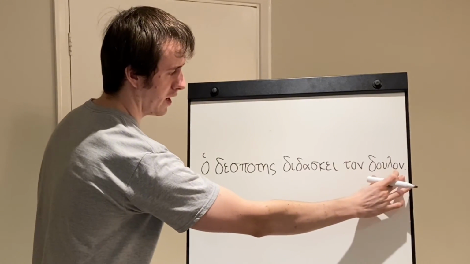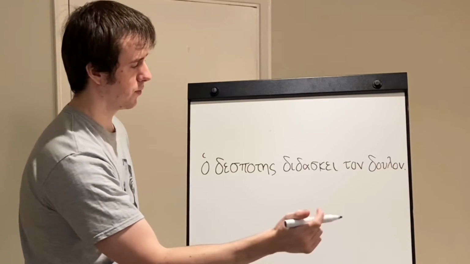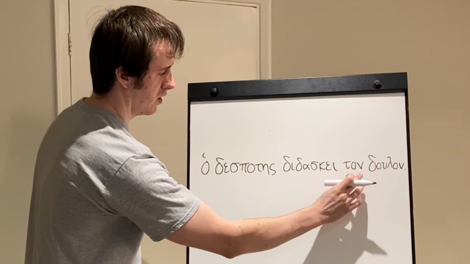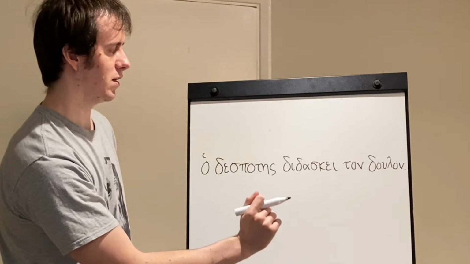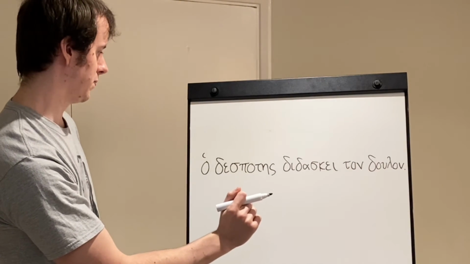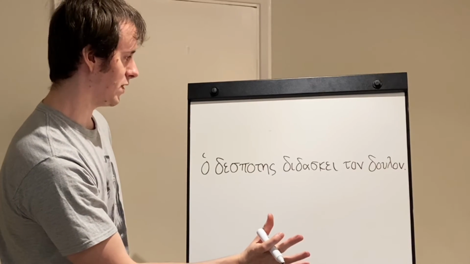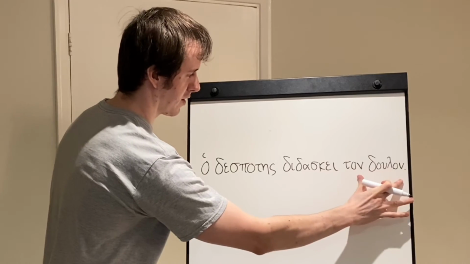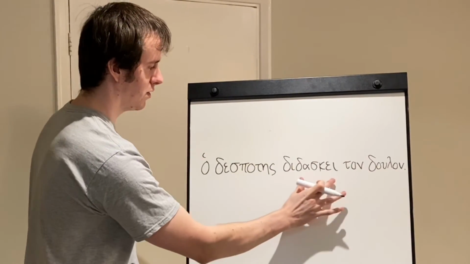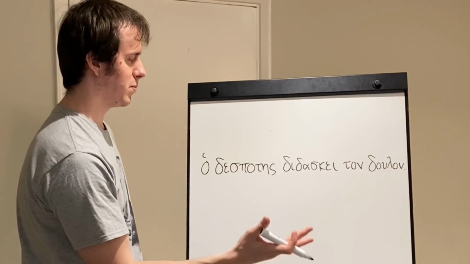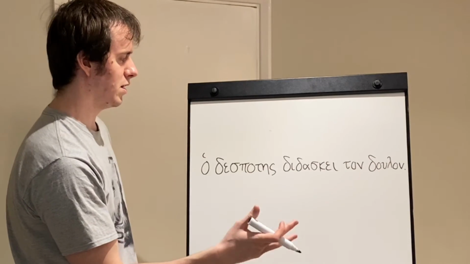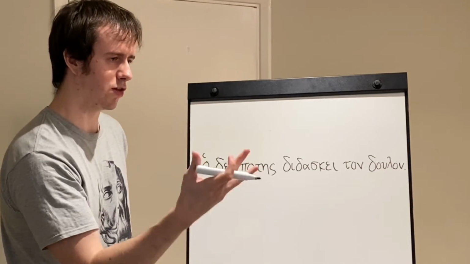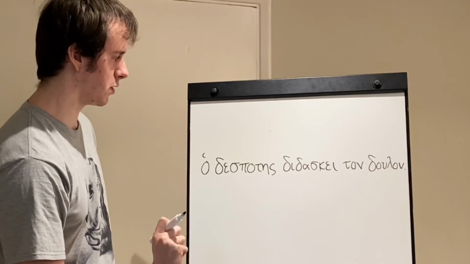And we know that the slave, the doulos, must be the object because ton is masculine accusative singular. So we would translate this sentence, the master is teaching the slave, or the master teaches the slave. Remember that present tense verbs might be translated as does that thing or is doing that thing, depending on the context.